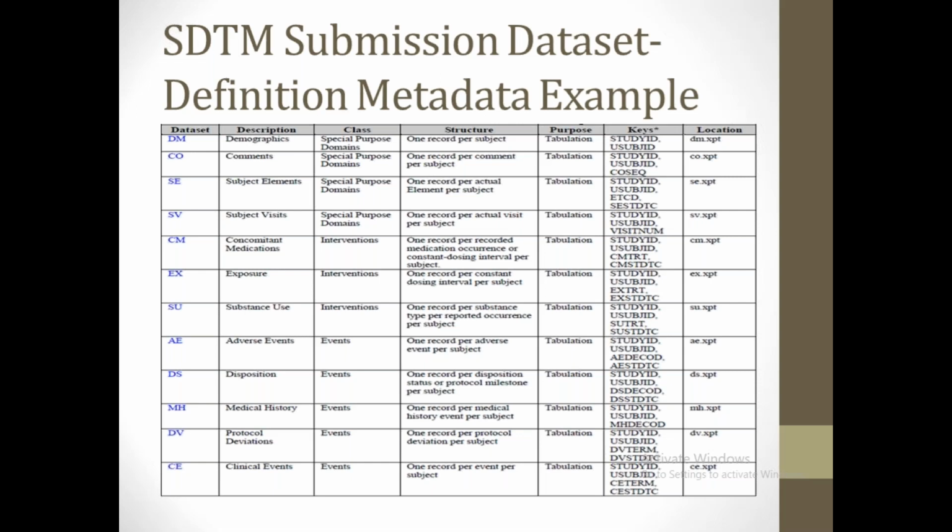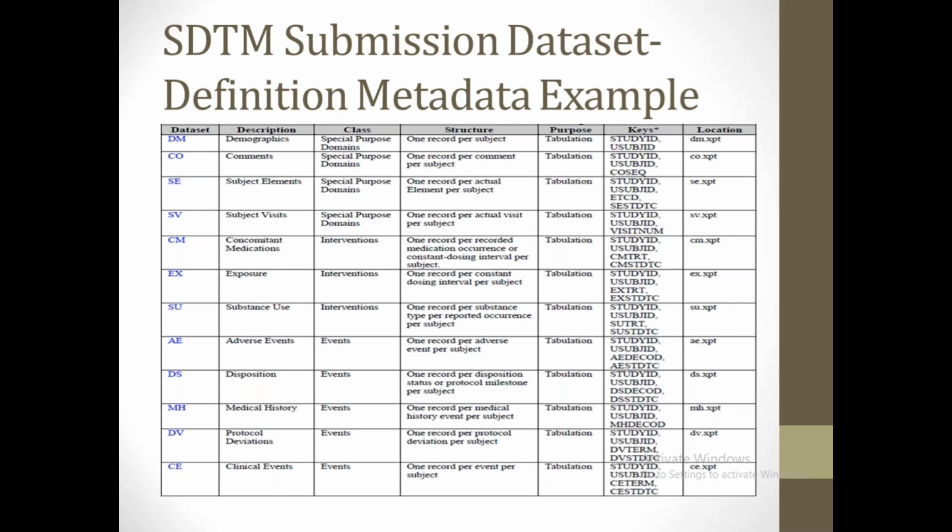Right. So now, first one, DM, demographics, special purpose domain. One record per subject. Underline this point: in DM, one subject will contain only one record. So the important key variables are study ID, USUBJID. These are the important variables in this domain. These are key variables. For all the domains, study ID and USUBJID are very important, and these are very common for all the domains.